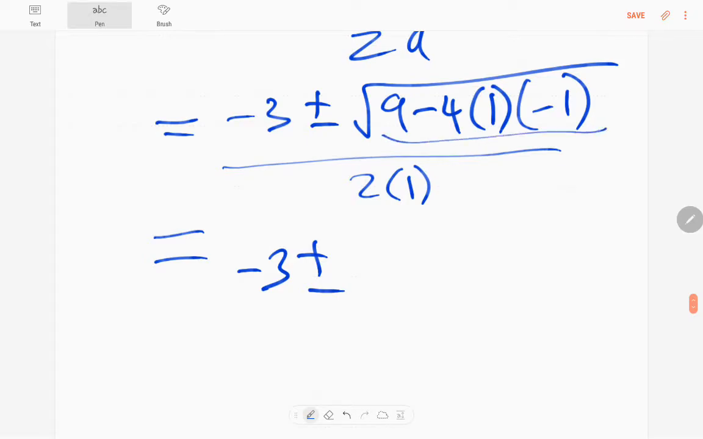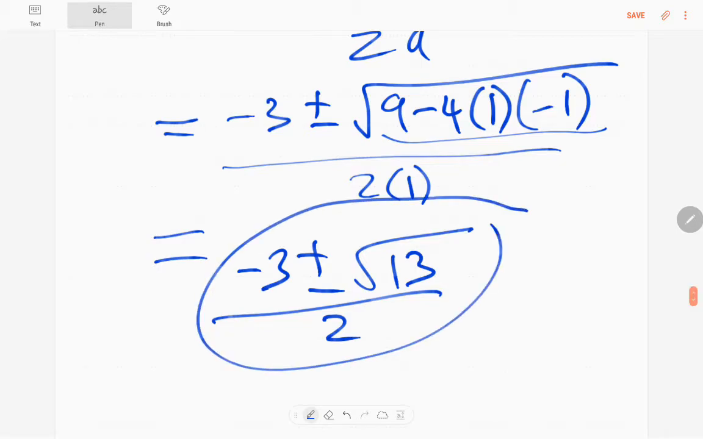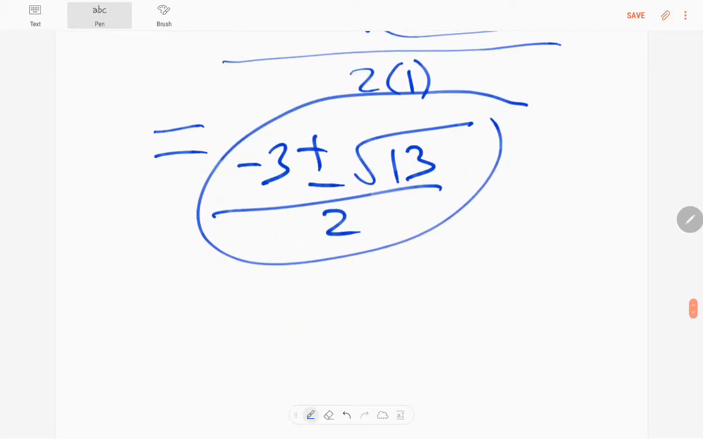Well, this actually turns into 9 plus 4, which is 13. So that's pretty much it. This is an acceptable form for the answer. And in fact, when I click on the x equals button, it gives me the plus or minus symbol. So you should be able to input it exactly like that.